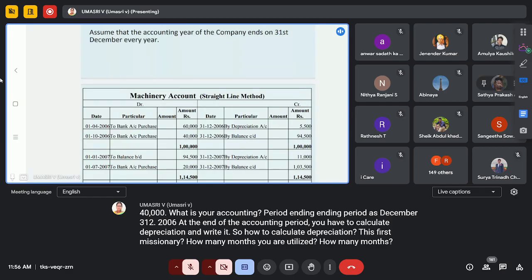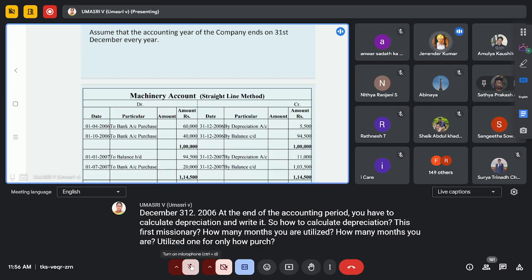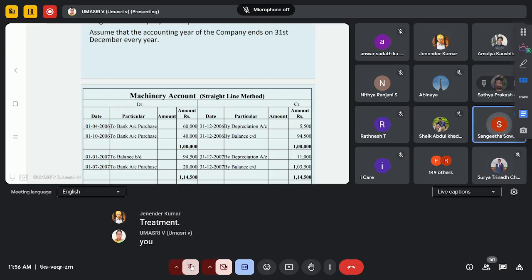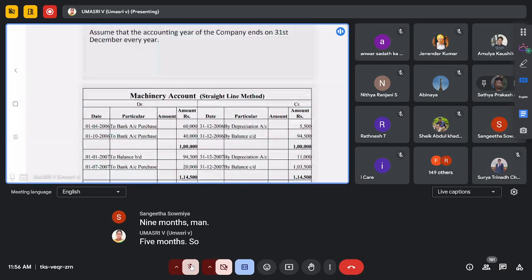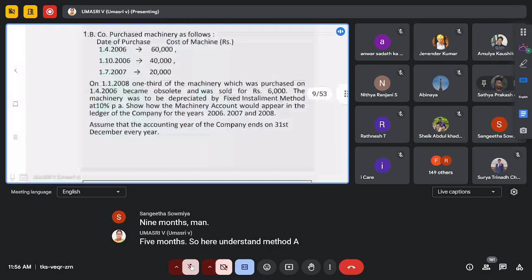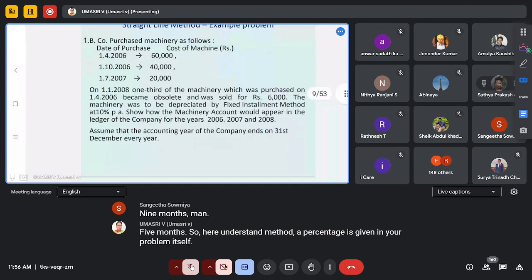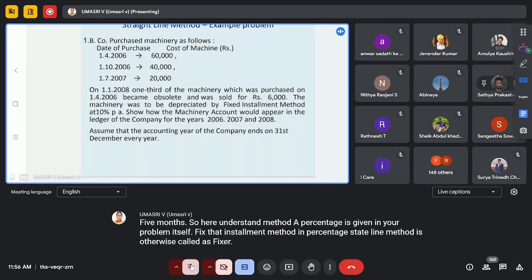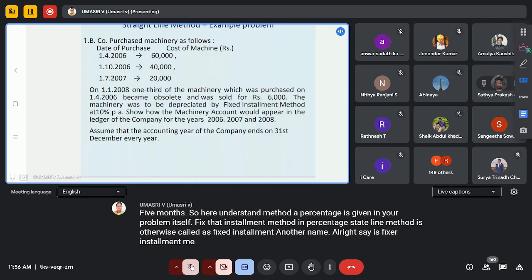How many months have you utilized? Only 1/4 you have purchased. 8 months, 9 months you have utilized. 9 months, ma'am. So here under the straight line method, the percentage is given in your problem itself. Fixed installment method 10%. The straight line method is otherwise called the fixed installment method. Right? So it is the fixed installment method, that is 10%.